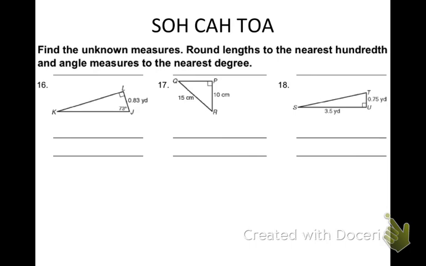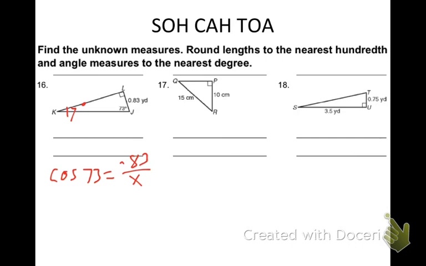Number 16 here. What's the first thing to find on number 16, Drew? You find angle K. And what's angle K? 17 degrees. Nice job. Now that I have angle K, I can find one of the other two sides, but I have to use trig functions. Which one did you use, Caitlin, and how did you solve it? I did cosine of 73 equals 0.83 over x. Nice job. Cosine of 73 equals 0.83 over x.